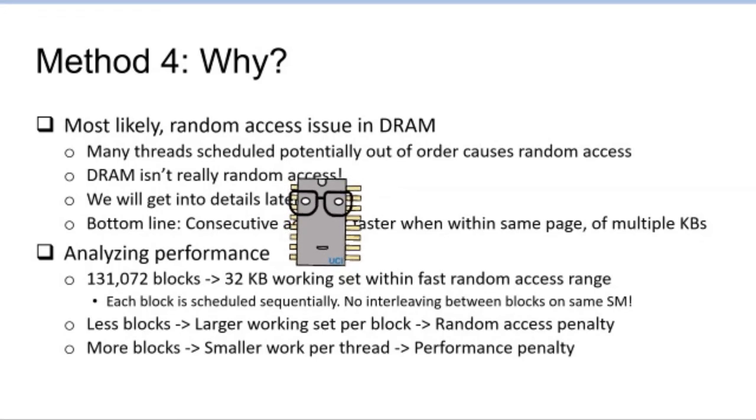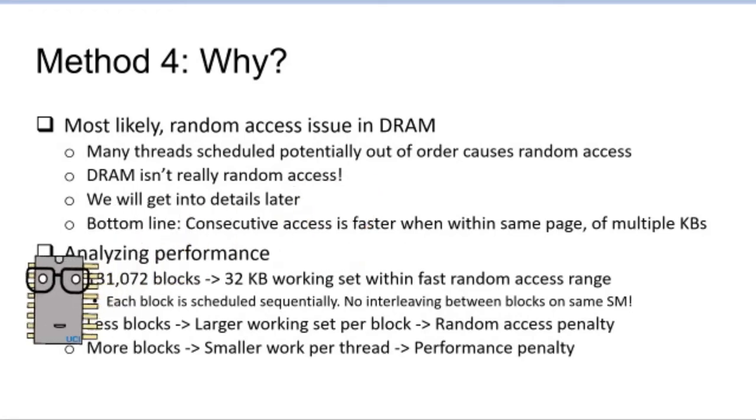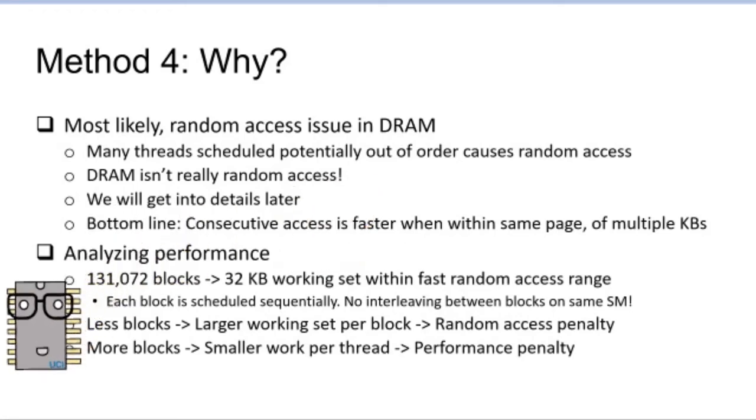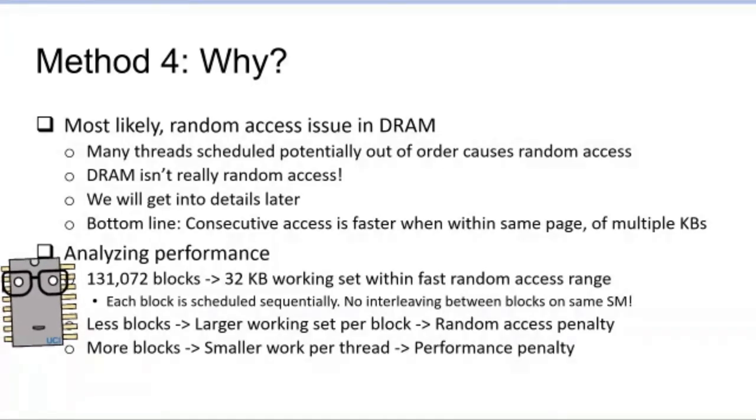Another interesting caveat of how CUDA and NVIDIA GPUs allocate work is that each block is scheduled sequentially, with no interleaving between blocks on the same streaming multiprocessor. So if we have 131K blocks, each of these blocks will be assigned to a streaming multiprocessor. Remember, there could be 100 or more of these per chip. But once a block gets assigned to a computation unit, that block is going to occupy that resource until it completely finishes and retires.